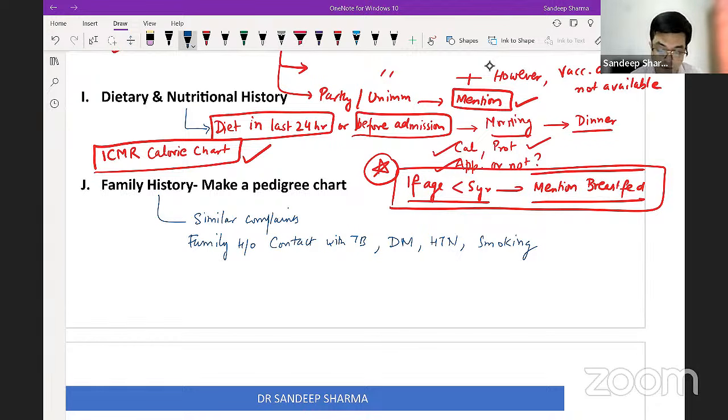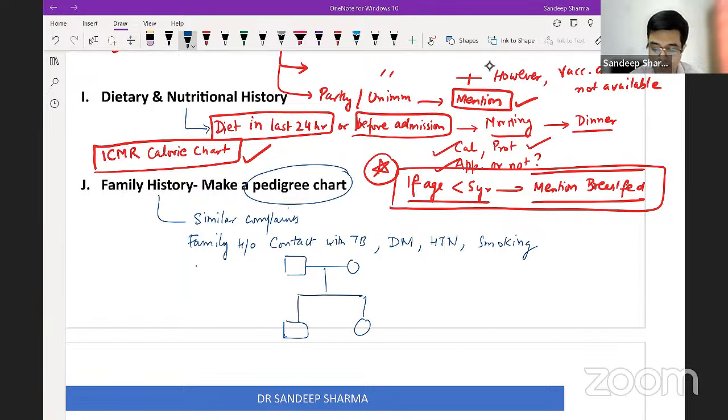And also in family history, you will make a pedigree chart. So pedigree chart, making like this, and how many patients are there, how many things are there, and who's affected, you will be mentioning and labeling it here.